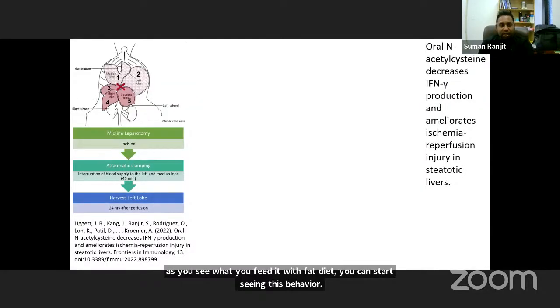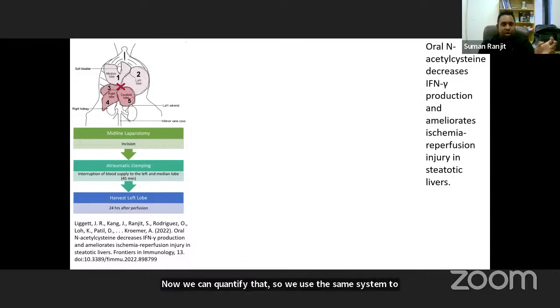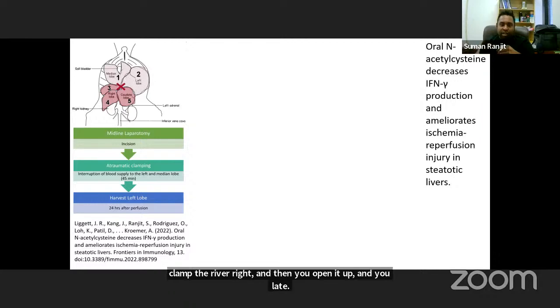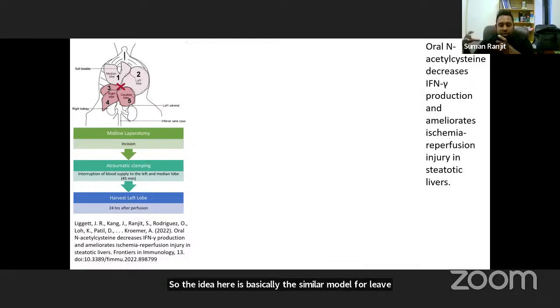So we use the same system to look at a liver system, where it's a way of doing ischemia reperfusion injury. So what you do is you block it off, so you clamp the liver, right? And then you open it up and let the blood supply come back for 45 minutes, and you recover it, harvest it after 24 hours, and then look at it under the microscope. So the idea here is basically a similar model for liver transplant surgery, where you take the liver, transplant it to a different place, and when the blood comes back in the transplanted person, it creates injury. So it's a model for that.